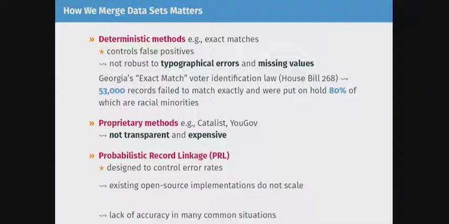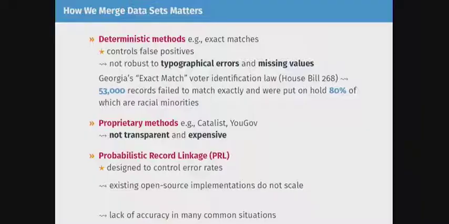A more popular approach among statisticians and computer scientists is to use probabilistic models. Since the very early models, these models were designed to control for the two types of mistakes that we can make when we declare a pair of records to be a match or a non-match: false positives and false negatives.